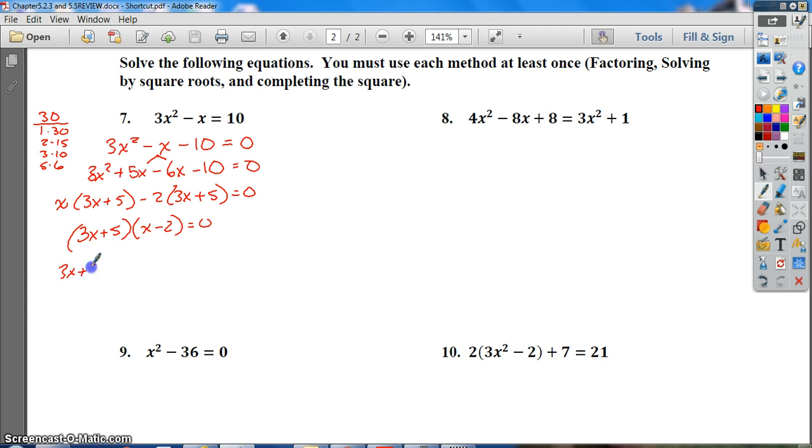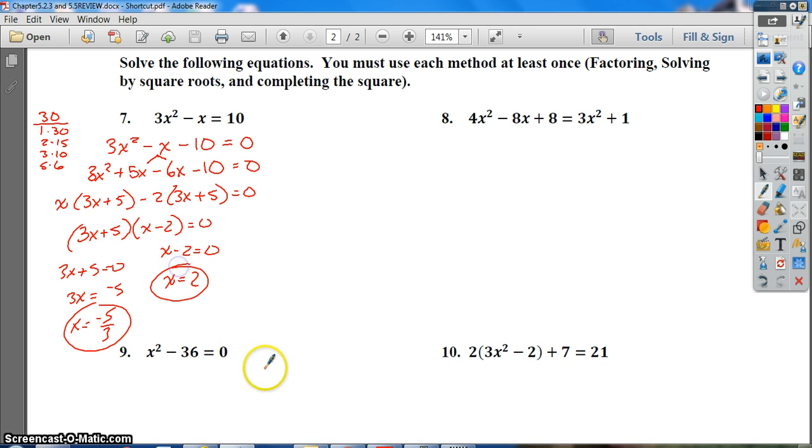So 3x plus 5 equals 0. 3x equals negative 5. X is negative 5/3. X minus 2 is equal to 0, so x is equal to 2. Okay, there's your first one. So I just did regular factoring. Could have done completing the square, but I chose to do factoring.